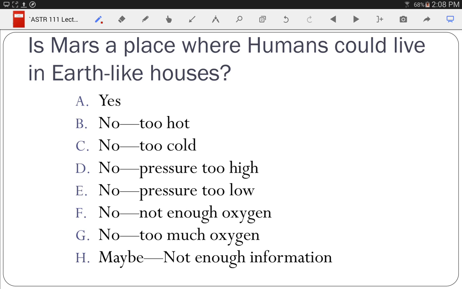Okay, so here's the question. This is a multiple answer. Answer all the ones you think are correct and hit enter. Is Mars a place where humans could live in Earth-like houses? Houses that have windows and doors.